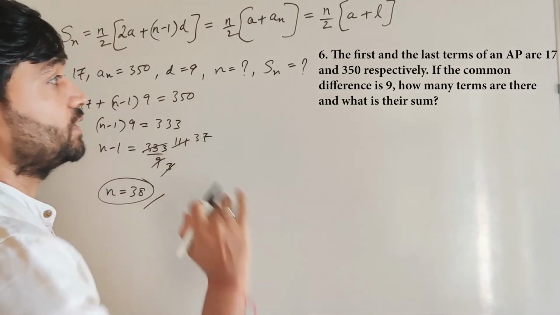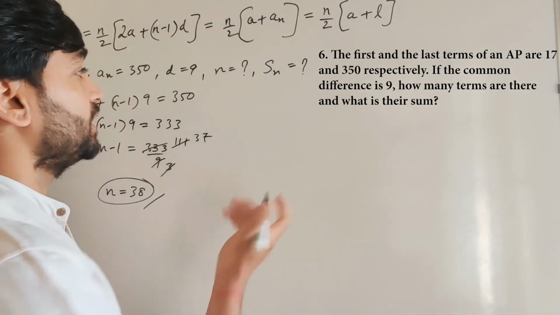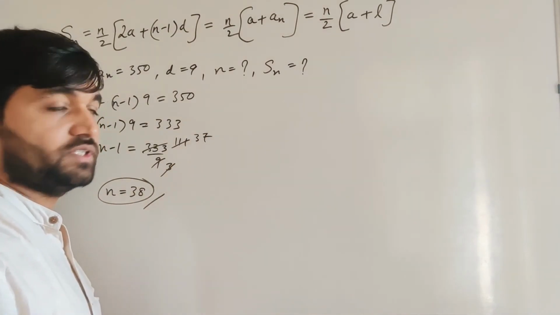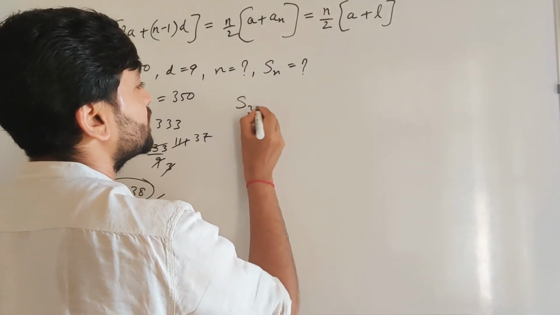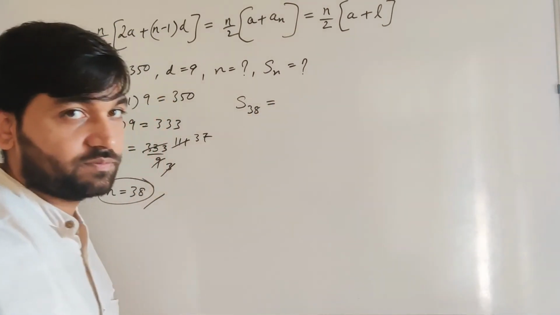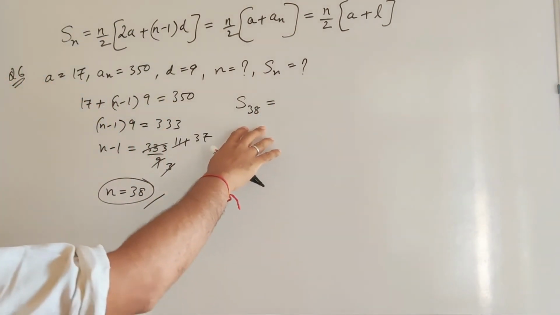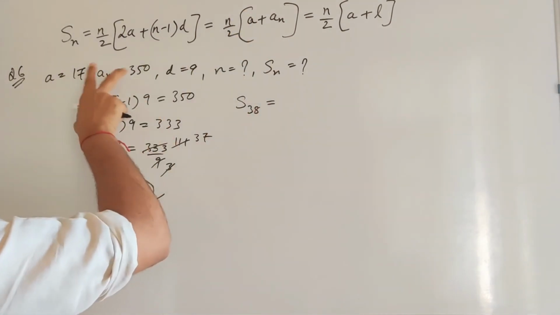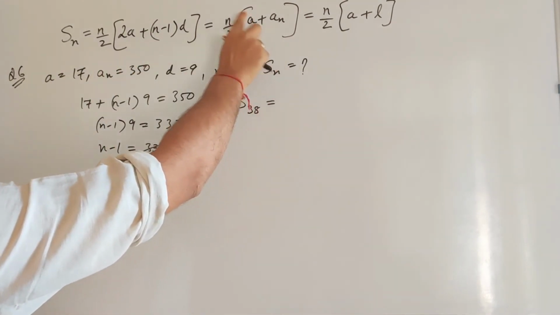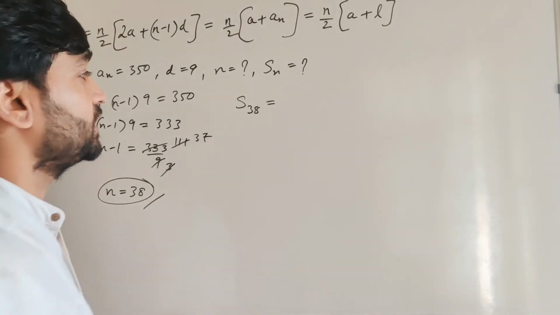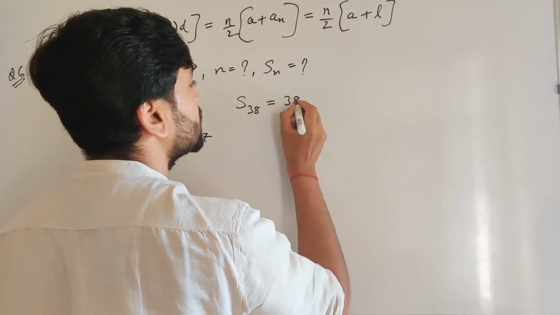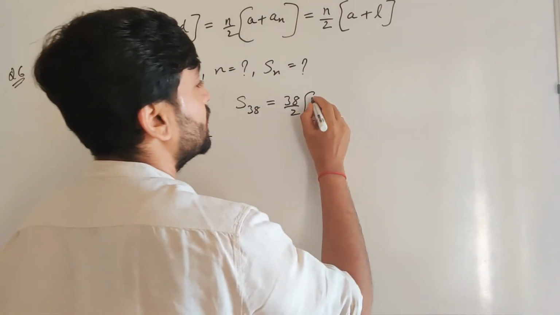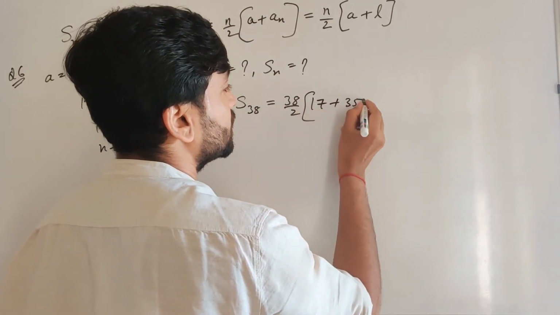Okay, so that's part 1. They're also asking for Sn. Sn meaning the sum of 38 terms. Now we know the value of n. So that means we need to find S38. S38 we can find using this formula. Why? Because here the a value and the an value are both known, and the n value is also known, which is 38. So I can substitute 38 by 2 into a plus an. a is 17, an is 350.